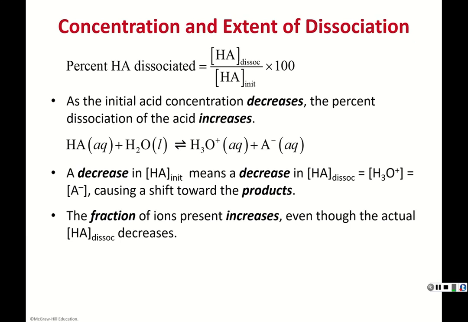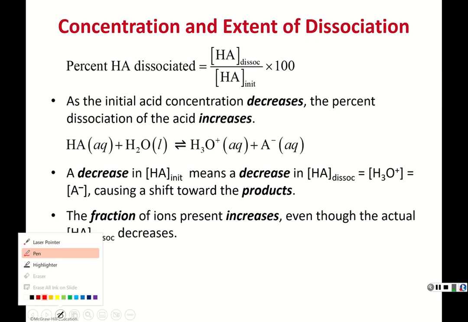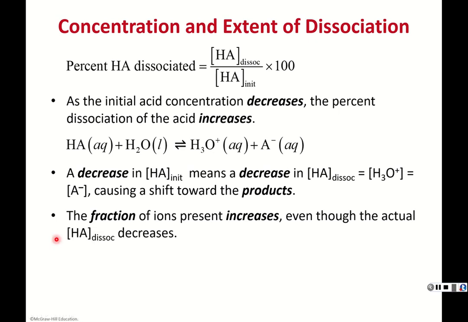So if we look at the percentage of an acid that's dissociated, you could take the amount that gets dissociated, and that would be our x value in the previous problem, divided by the initial concentration, multiply that by 100, and that would tell you the percent dissociated. So as the initial concentration of the acid decreases, the percent dissociation will increase.